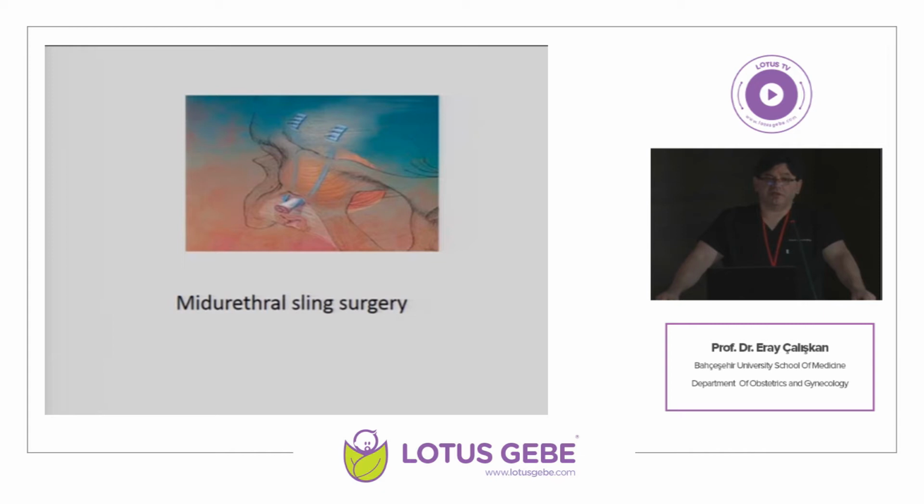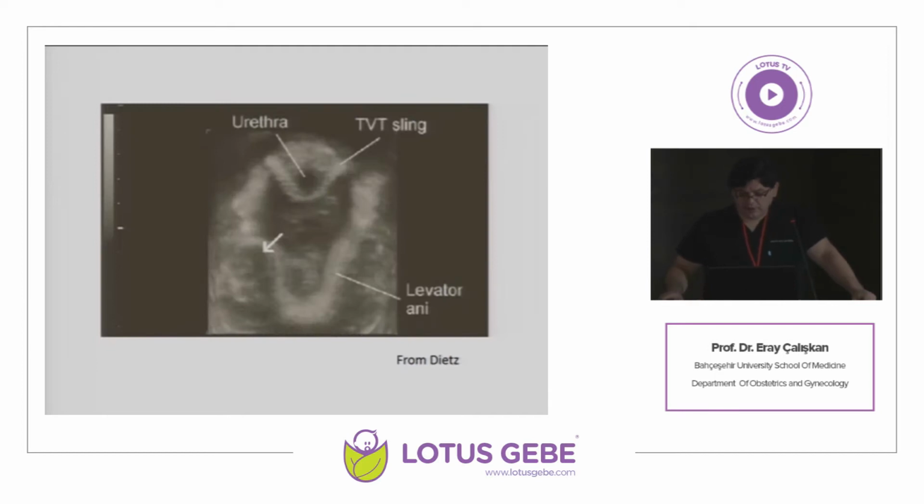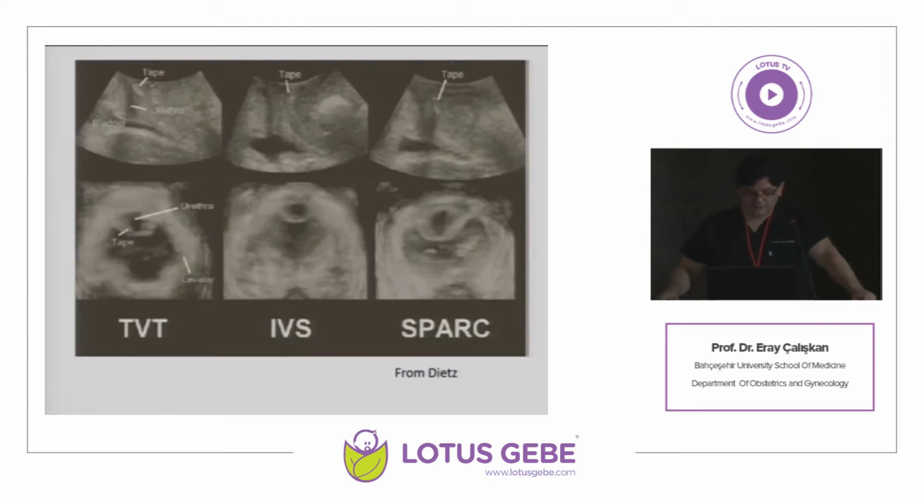actually the mesh is placed mostly in the mid-urethral plane as a mid-urethral sling, and this is how it looks with perineal ultrasound. This is the mesh here, this is the urethra, this is the levator ani, and you see the angle of the mesh is easily seen.